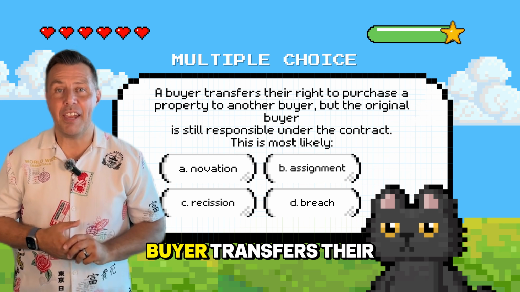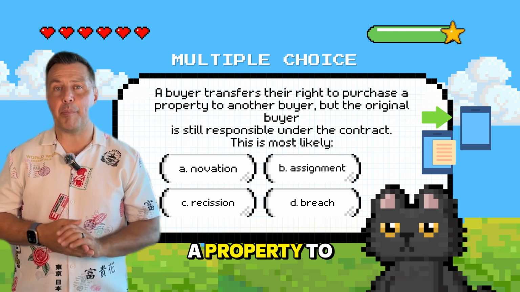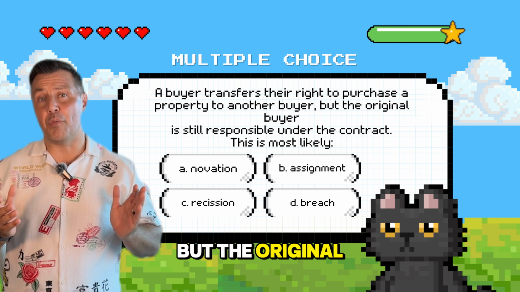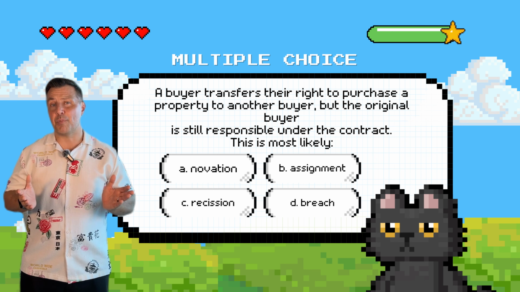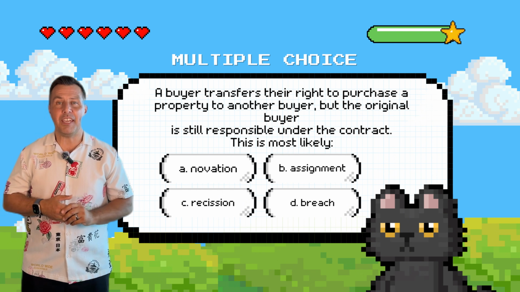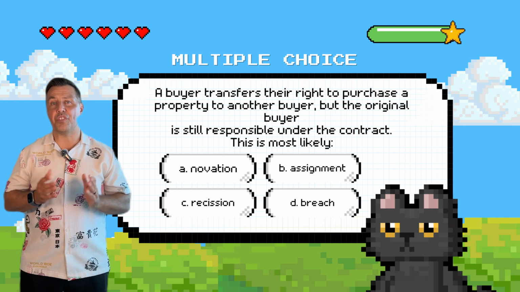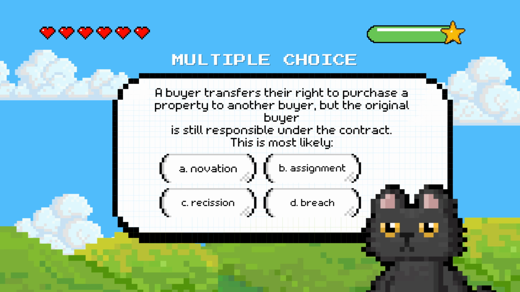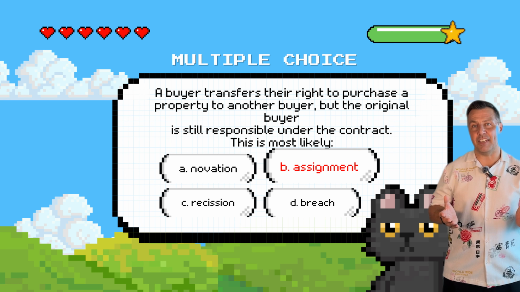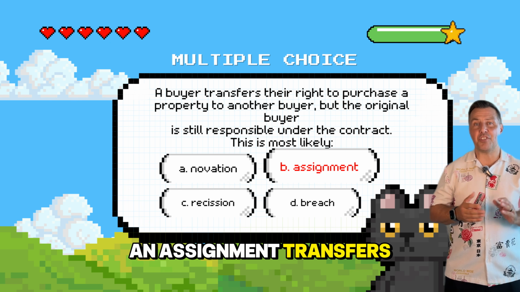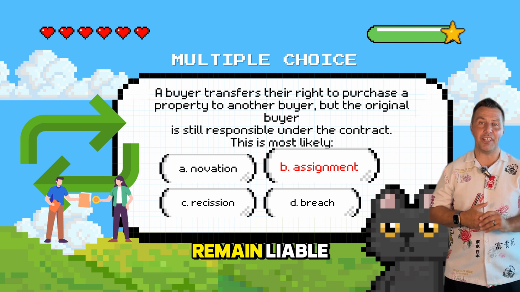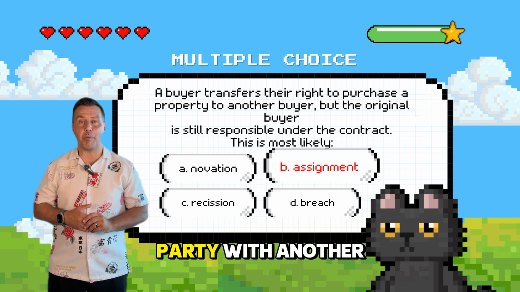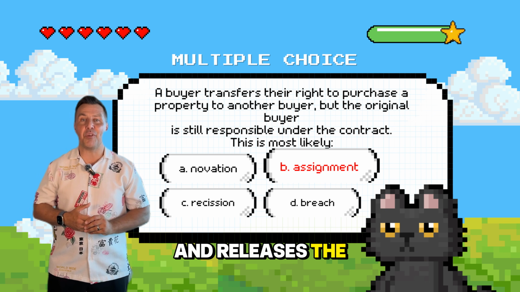Question 3. A buyer transfers their right to purchase a property to another buyer, but the original buyer is still responsible under the contract. This is most likely A. Novation, B. An assignment, C. Rescission, or D. A breach. The answer is B. That is an assignment. An assignment transfers the rights, but unless the original party is released, they may still remain liable. Novation replaces one party with another and releases the original party.